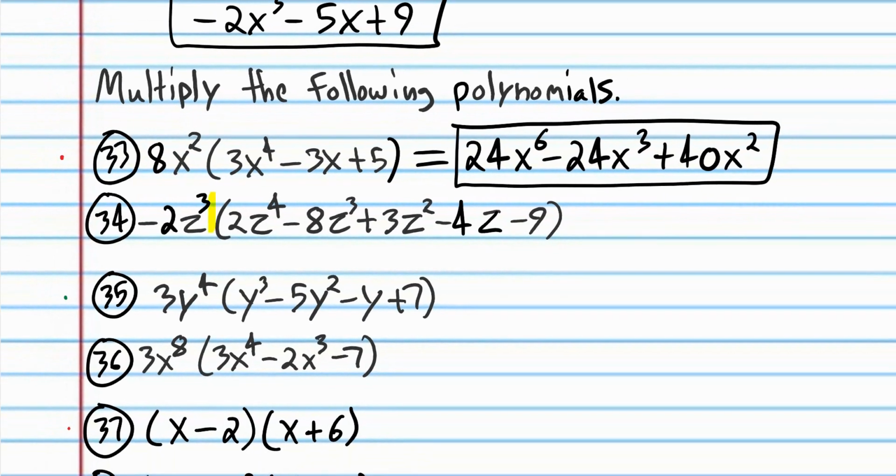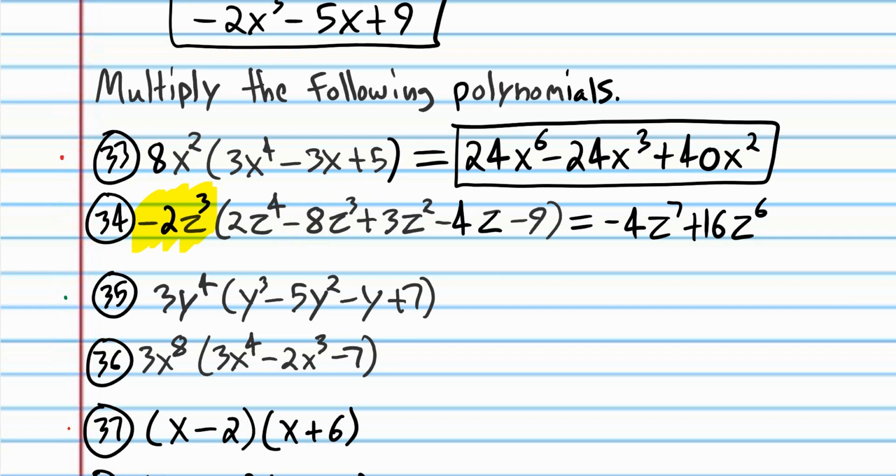So we're going to multiply negative 2z cubed by 2z to the fourth. Negative 2 times 2 is negative 4. Z to the third power times z to the fourth power is z to the seventh. And now we're going to multiply that monomial by negative 8z cubed. Negative 2 times negative 8 is positive 16. Z to the third times z to the third is z to the sixth. We're just adding the exponents.